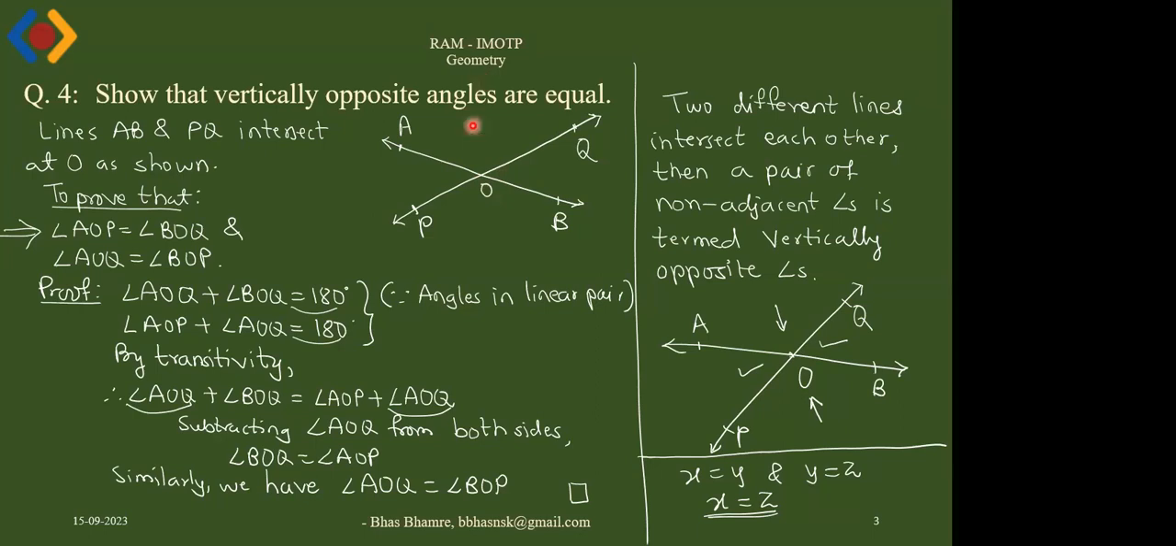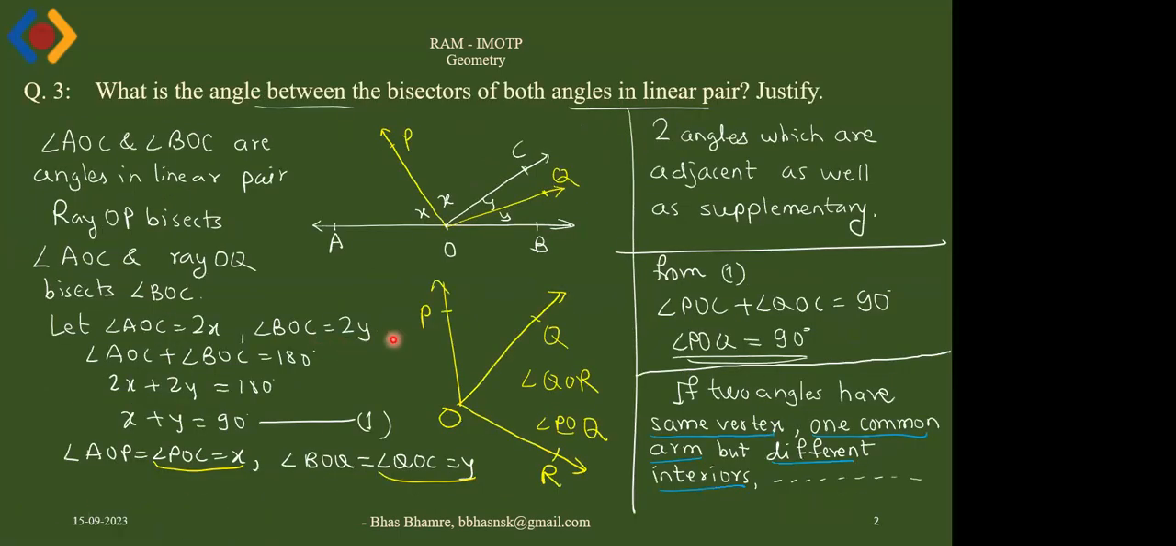Okay. Yes, Gitanjali. Sir, I have a doubt in adjacent angles. Yes, ask. In the previous case, angle POR and angle QOR, they can be considered as adjacent angles, right? No, no. Read this. If two angles have different interiors. Are their interiors different?